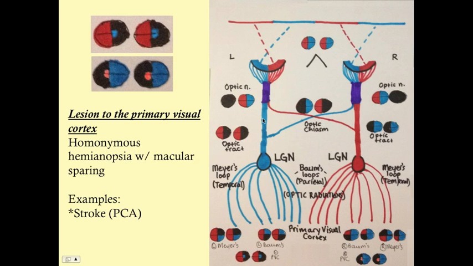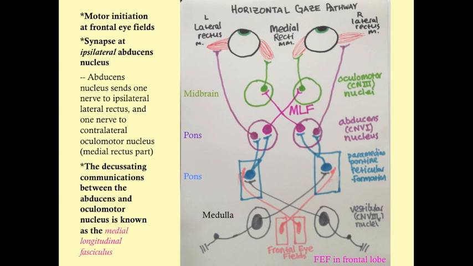Okay, we're going to shift gears now to the horizontal gaze pathway. So what we're talking about here is how we move our eyes left and to the right. And how is it that when we move our eyes to the left, both eyes move to the left? When we move our eyes to the right, both eyes move to the right. We have a coordination that goes on there, and that's really important, because if we didn't have that coordination, if we moved our eyes to the right and our right eye moved but our left eye stayed in the same place, we would go cross-eyed and we would have diplopia.